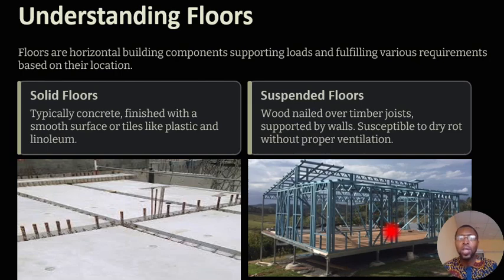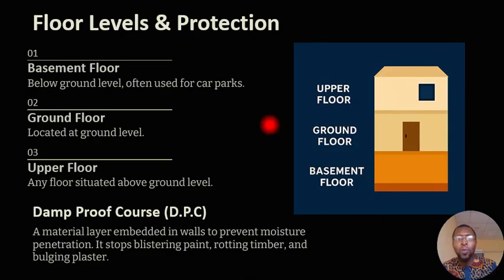Alright, so those are the two types of floors that we have. We also have what we call floor levels and protection. Floors are at different levels, and basically we have three levels of floor. We have the basement floor, the ground floor, and the upper floor. So this is a typical diagram of the three levels of floor.